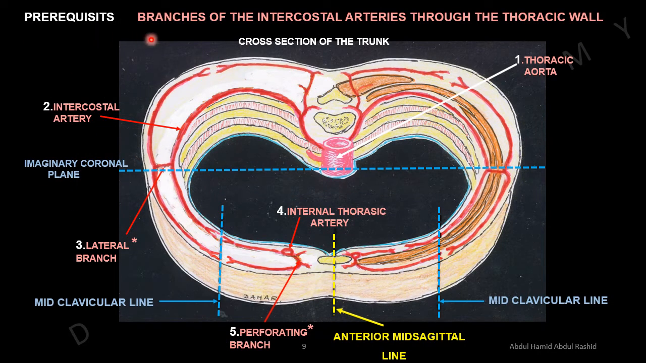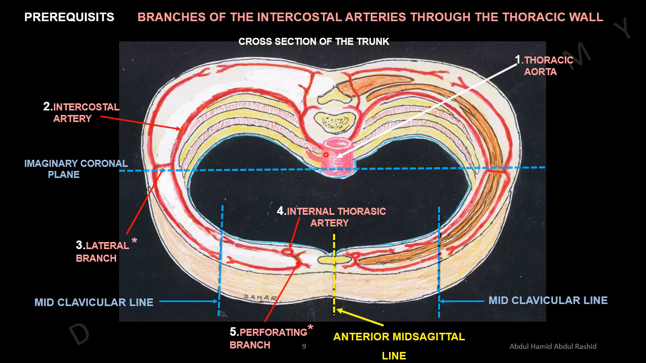Prerequisites. Branches of the intercostal arteries through the thoracic wall. This is the cross section of the trunk. In this diagram, there is an additional line here. This imaginary coronal plane divides the thoracic wall into an anterior part in front of this line and a posterior part behind the line. This is the thoracic aorta, which gives a pair of intercostal arteries at each level. This intercostal artery accompanies the intercostal nerve.